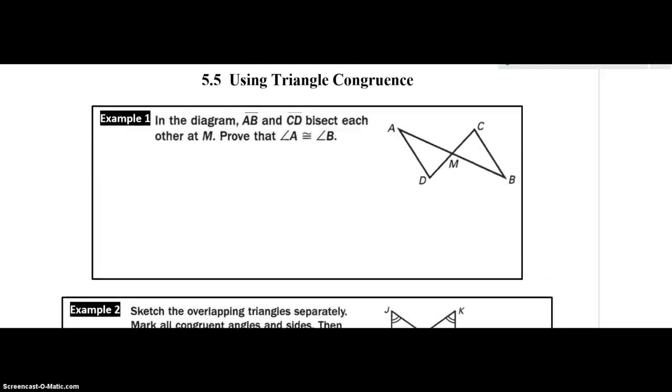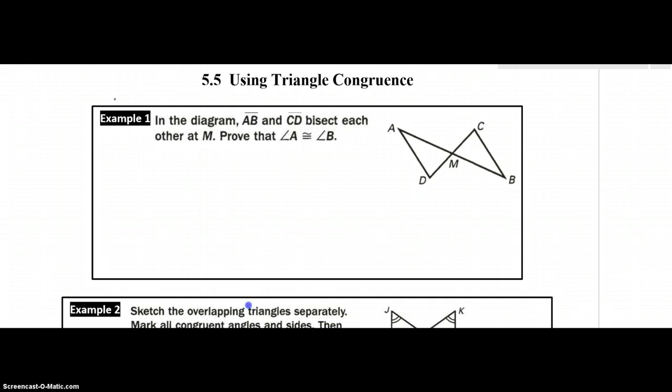Today's section 5.5, using triangle congruence. Like I said, you've pretty much already learned this. The very first thing we did this chapter was we said if we have these sides and angles that are all congruent, then the triangles are congruent. Now we're doing the converse of that, saying, okay, if the triangles are congruent, then all their parts are congruent.